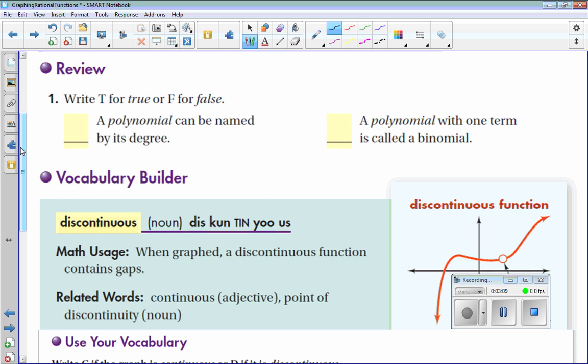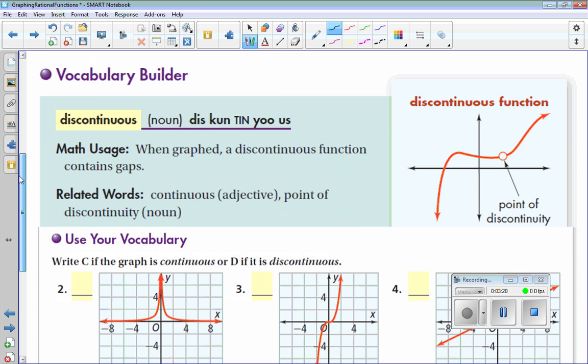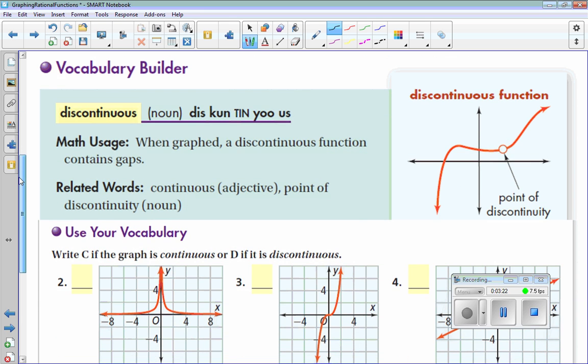No big thing. But we're not going to really be dealing much with polynomials so much today as we're going to be dealing with rational, which means that the x is in the denominator. Okay? So let's talk for a minute about what it means to be discontinuous. Again, not necessarily something you need to write in your notes, but we just need to make sure we have a frame of reference and we know what it means. When you graph something that is discontinuous, it contains gaps. There might be a hole.